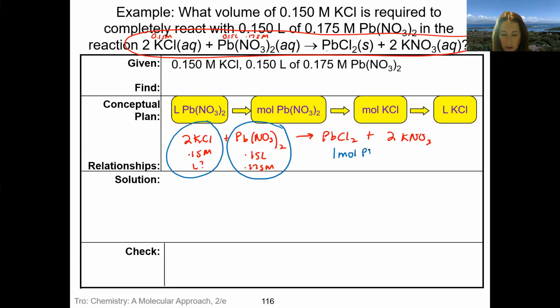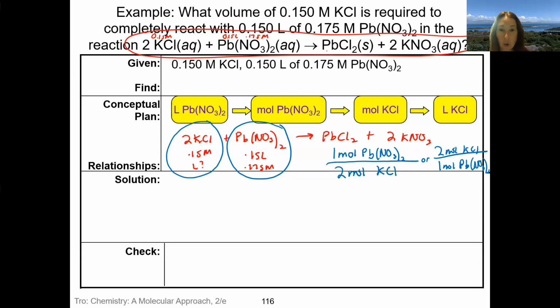1 mole of Pb(NO3)2 over 2 moles of KCl, or it could be 2 moles of KCl over 1 mole of Pb(NO3)2. Somewhere we have to use this mole ratio because we have something and we want something else. This is the only new part for this entire thing of stoichiometry. It's just the idea of mole ratio. It's one more little step. That's it. Everything else we've already done.